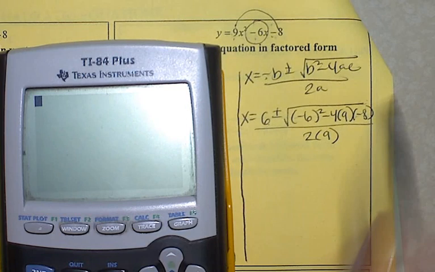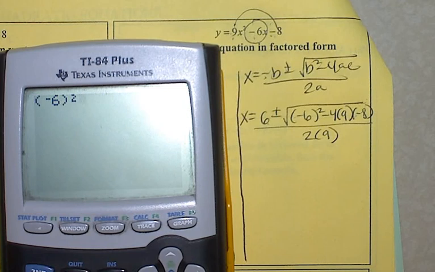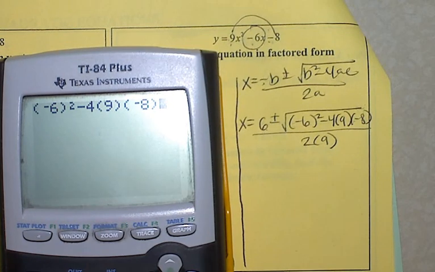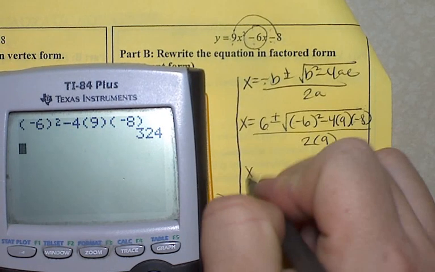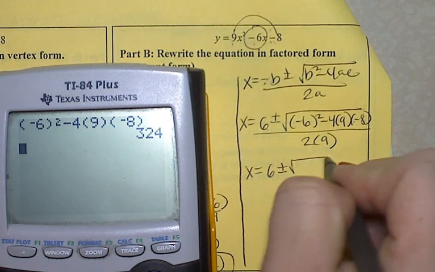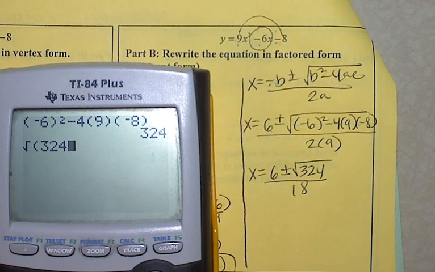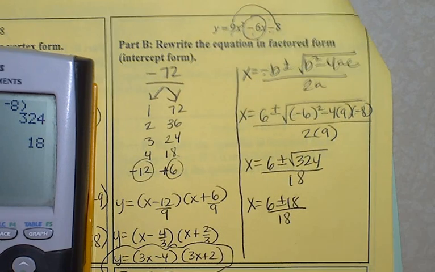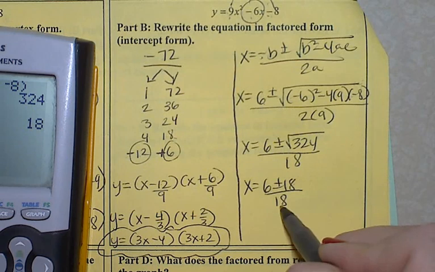So in parentheses, negative 6 squared, the negative 6 must go in parentheses, minus 4 times 9 times negative 8. And the answer is 324. So x equals 6 plus or minus the square root of 324 all over 18. Well, the square root of 324 is 18. So I have 6 plus 18 over 18, and 6 minus 18 over 18.